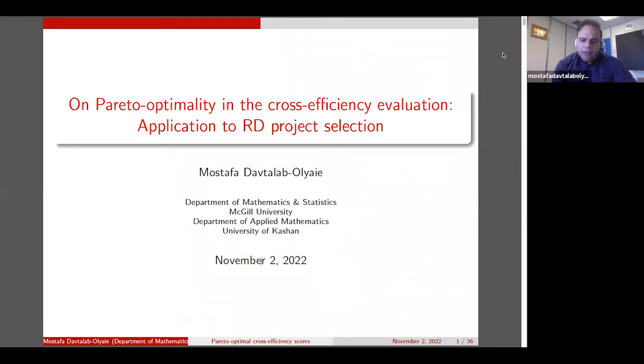I mean that DEA gives the best possible chance to the DMU under evaluation in determining the input and output weights in such a way that the efficiency of the DMU under evaluation is maximized. So DEA just looks at the DMU under evaluation, and DEA does not consider the perspective of other DMUs in generating the final efficiency.